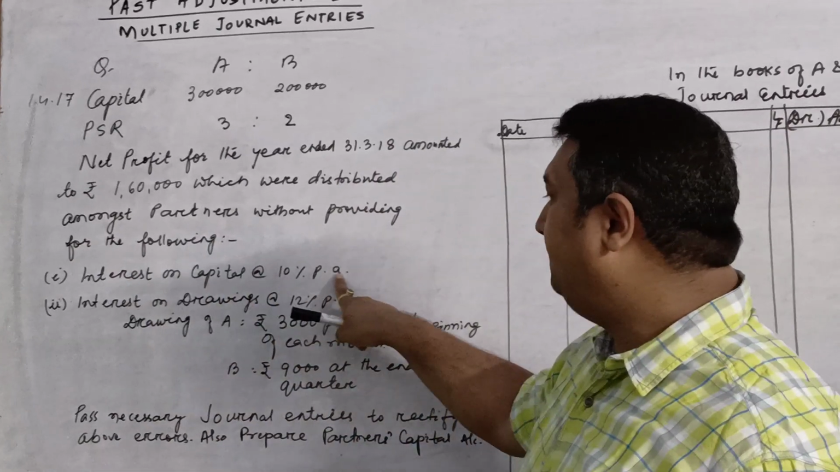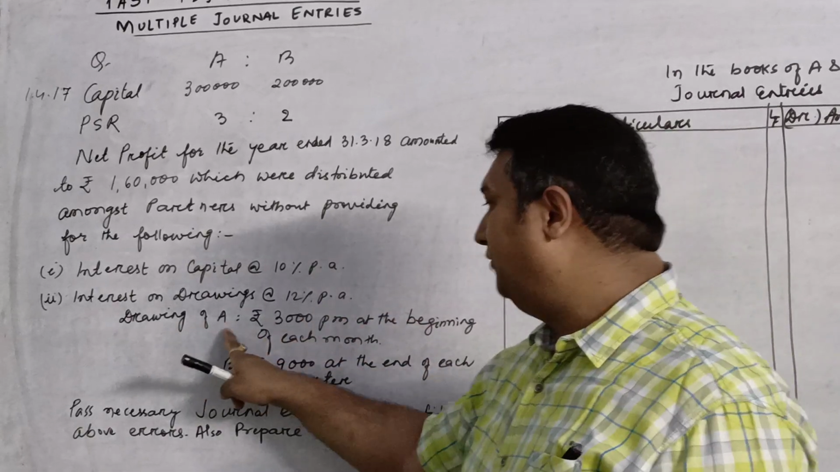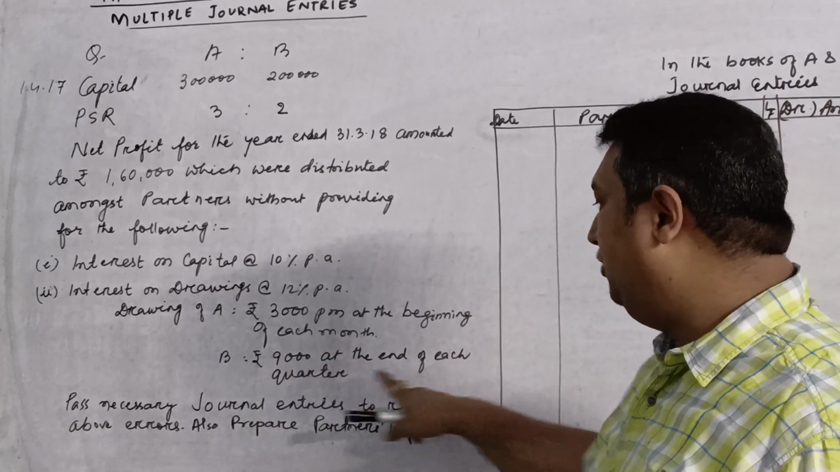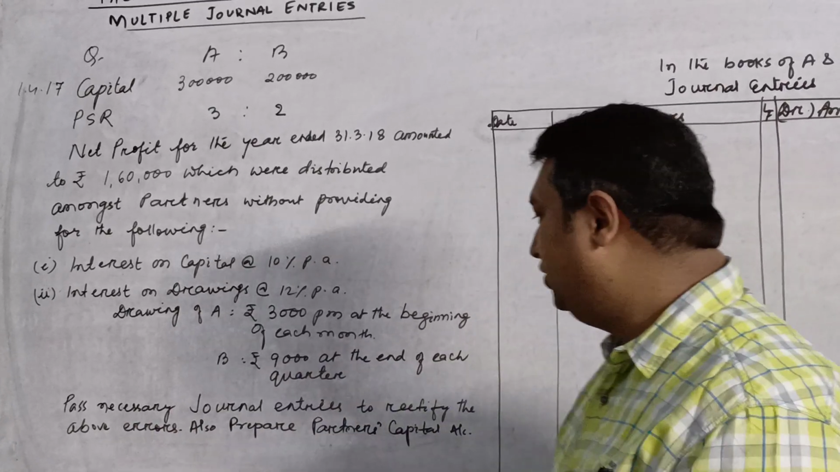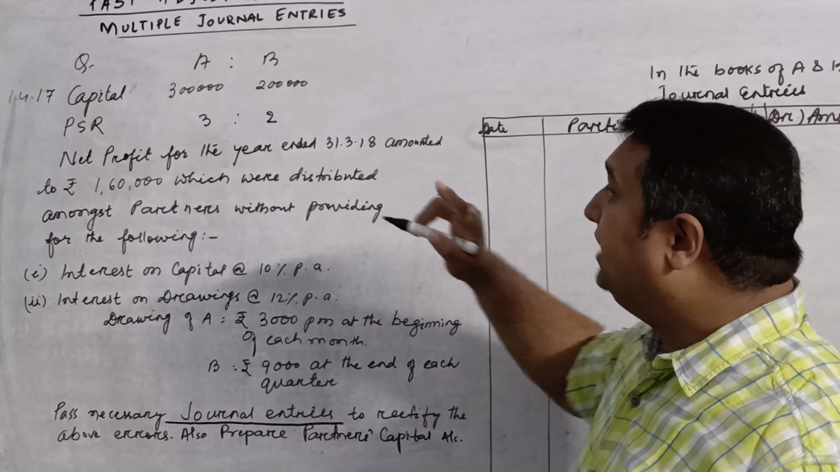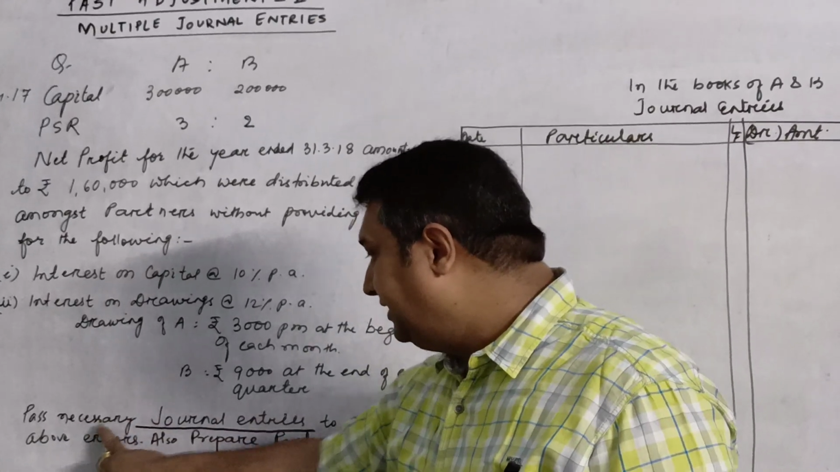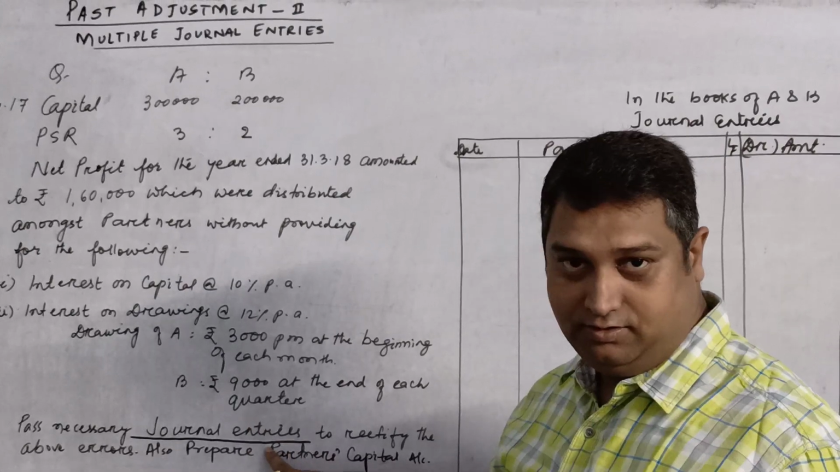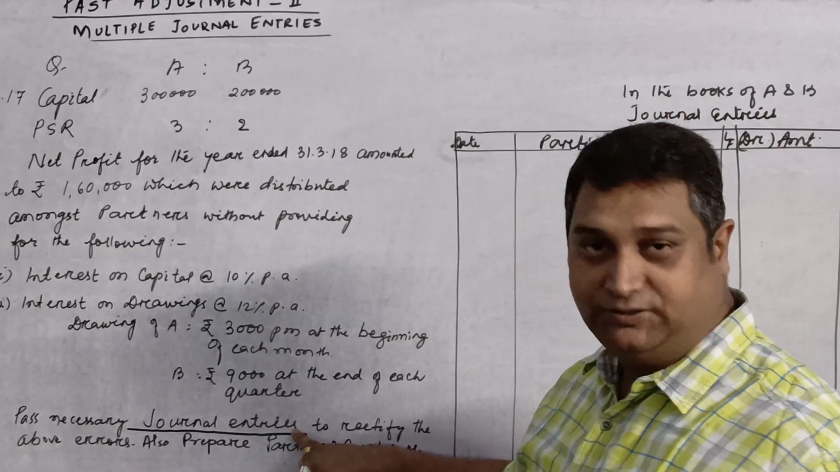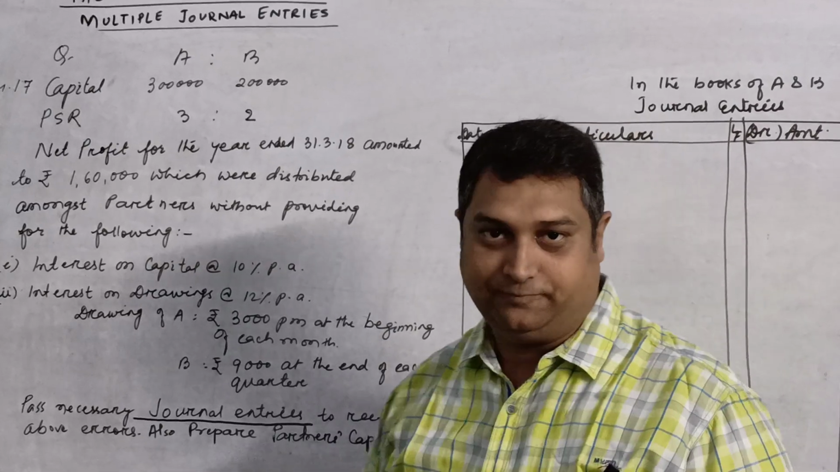Interest on capital at the rate of 10% per annum and interest on drawings at the rate of 12% per annum, whereas the drawings of A are rupees 3,000 per month at the beginning of each month and of B rupees 9,000 at the end of each quarter. Pass necessary journal entries. Here is the difference, children. When you are asked past adjustment for a single entry, you are asked to pass a necessary journal entry, singular. But over here, they have asked to pass necessary journal entries, which is plural, to rectify the above errors. Also prepare partners' capital account.